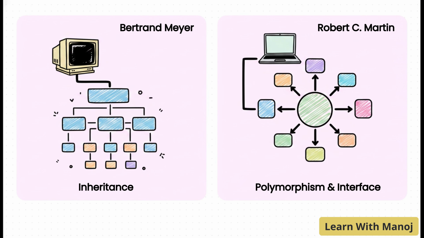Now, the principle itself has actually evolved quite a bit over the years. When Bertrand Meyer originally framed it way back in 1988, it was all about inheritance, creating subclasses to extend behavior. But as the industry learned the hard way, deep inheritance hierarchies get incredibly brittle. A single change at the top shatters absolutely everything at the bottom. So modern architecture, largely championed by Robert C. Martin, reframed the whole principle. Instead of inheritance, it now relies heavily on polymorphism and interfaces to promote loose coupling.